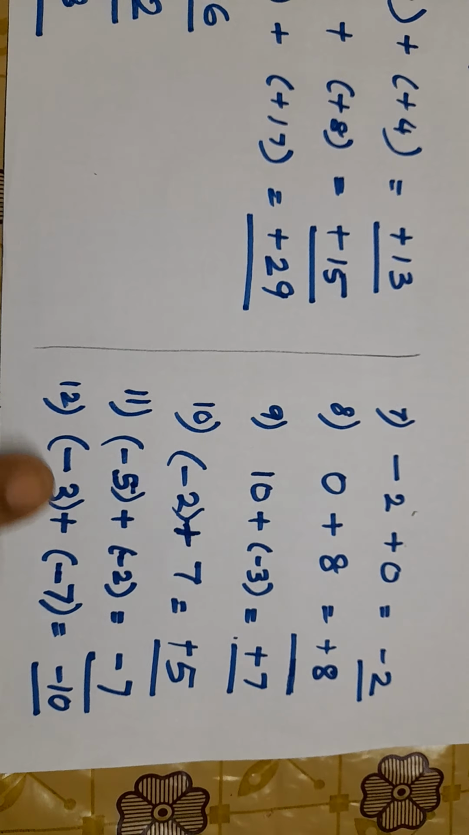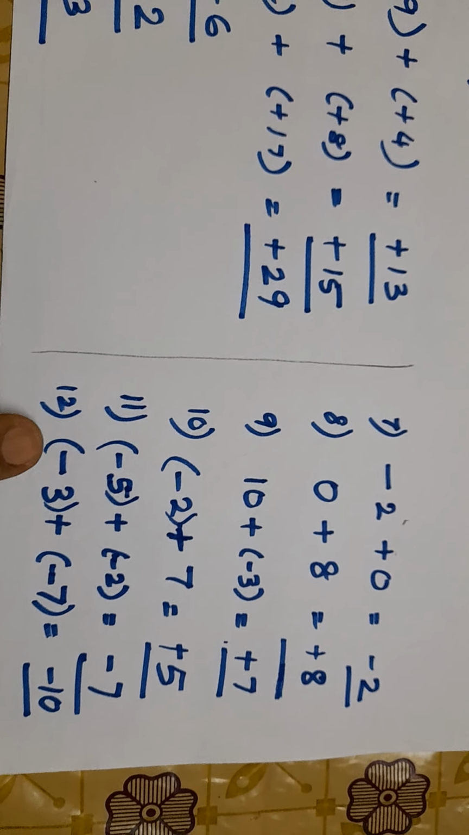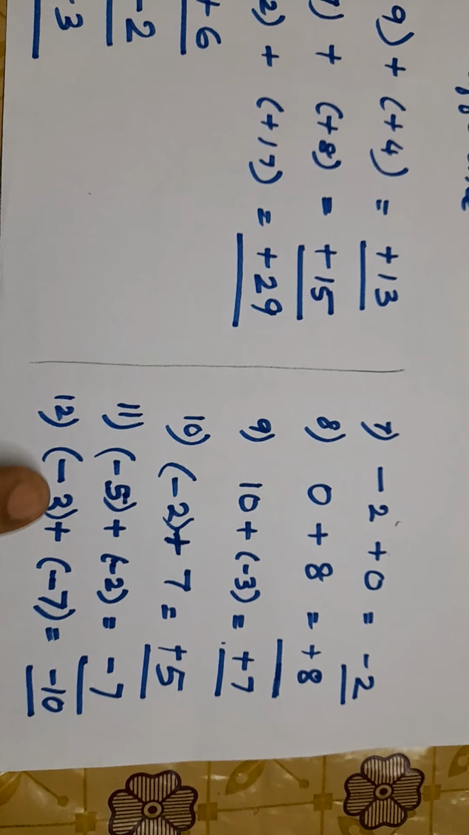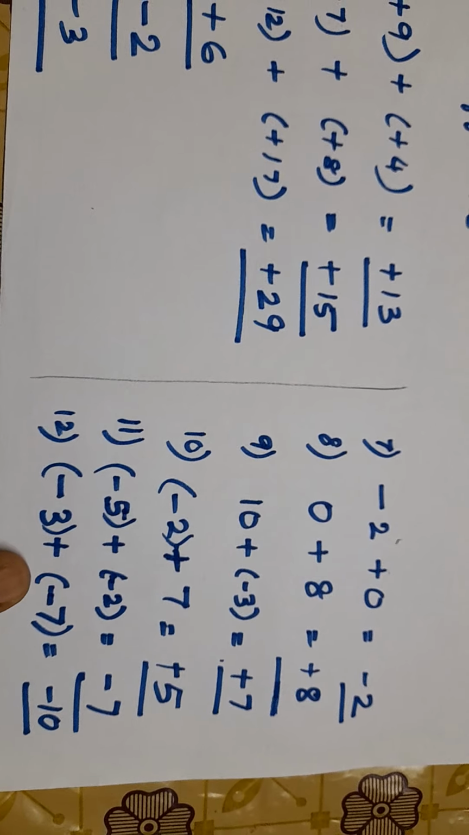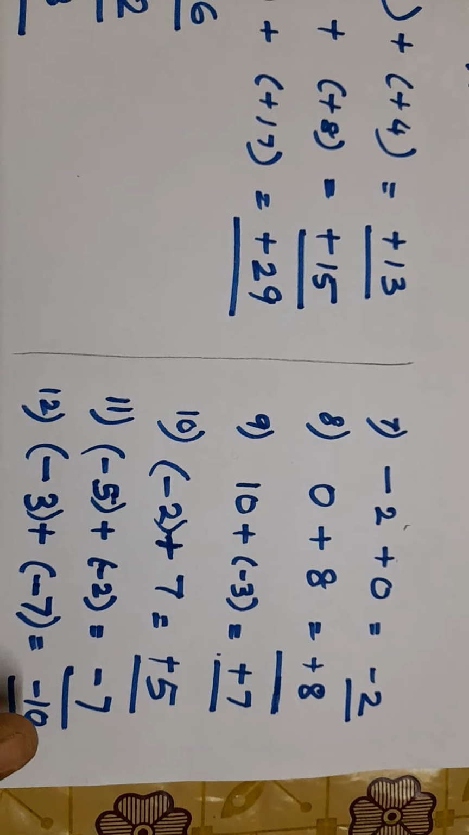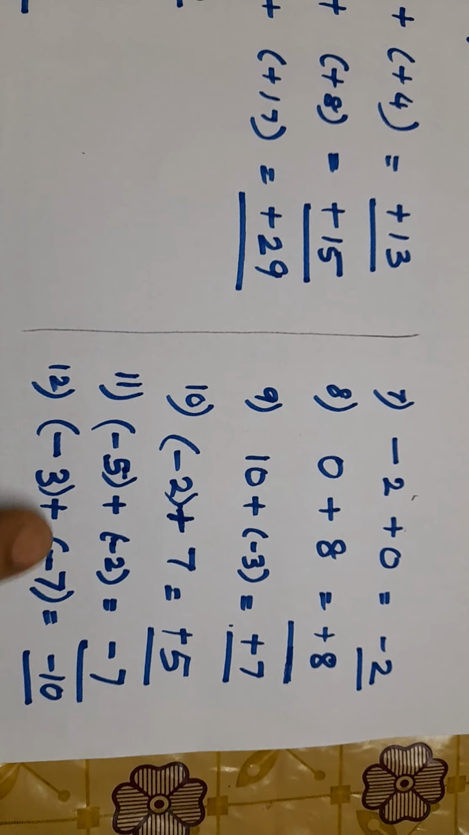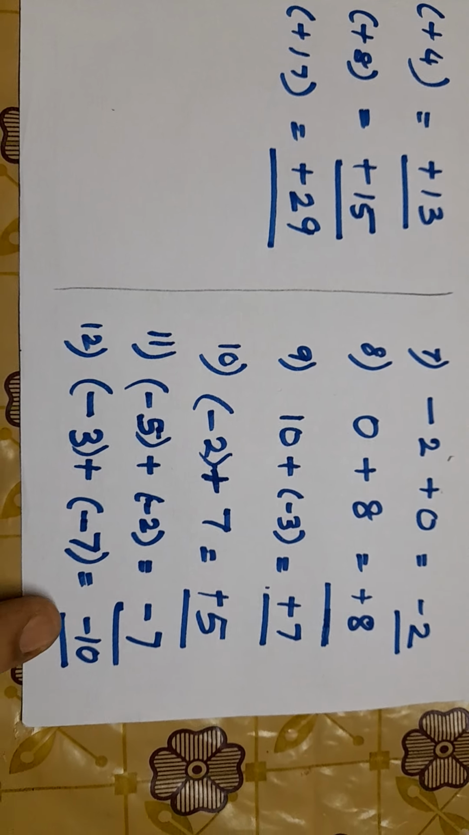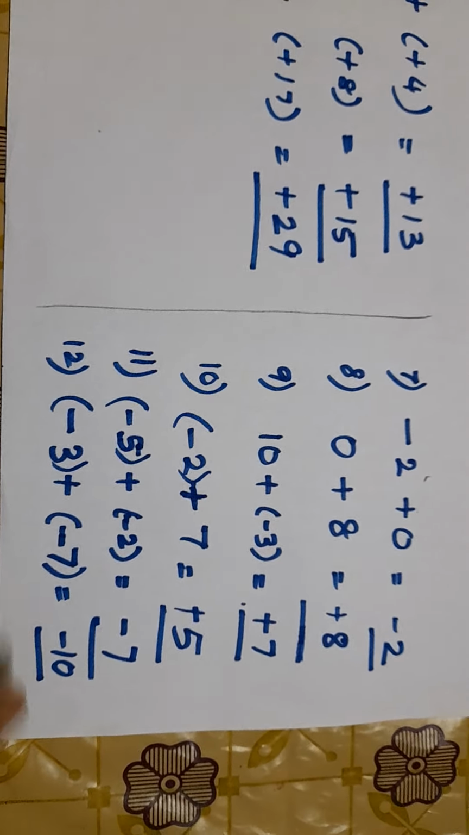In this example, minus 3 and minus 7, both the numbers have same sign, minus sign. So when adding both the numbers with same sign, you have to simply add the numbers, like 3 plus 7 will give you 10, and then you will put the common sign of the two numbers. The common sign of the two numbers is minus, so the answer is minus 10.